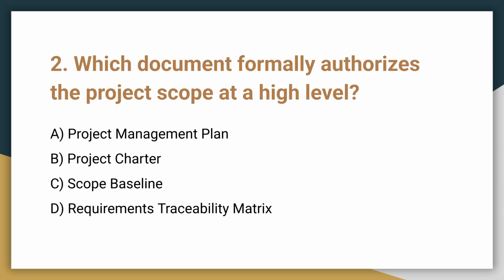Question 2. Which document formally authorizes the project scope at a high level? A. Project Management Plan, B. Project Charter, C. Scope Baseline, or D. Requirements Traceability Matrix. The correct answer is B. The Project Charter. It defines the high-level scope and formally authorizes the project.